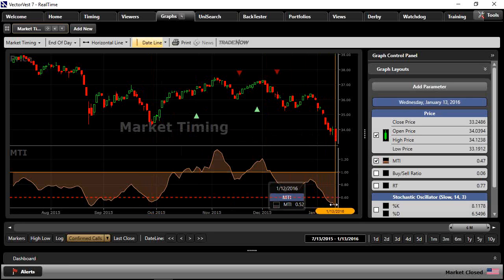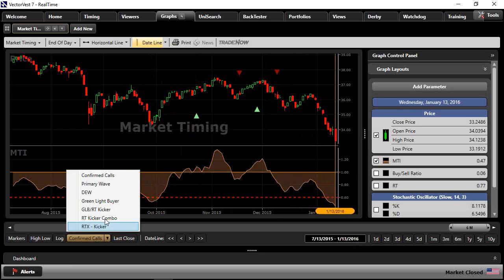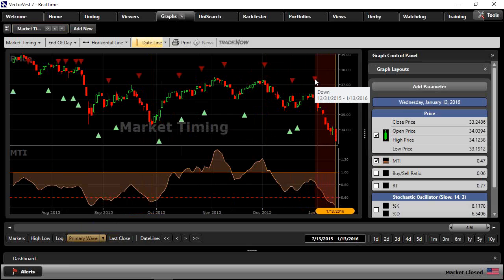Okay. Going forward, what are we waiting for? Primary wave is what right now? Primary wave is down. It's been down for a few weeks. We wait for the primary wave to turn up. We wait for the first green light in the price column of the color guard. Then we start going bottom fishing.